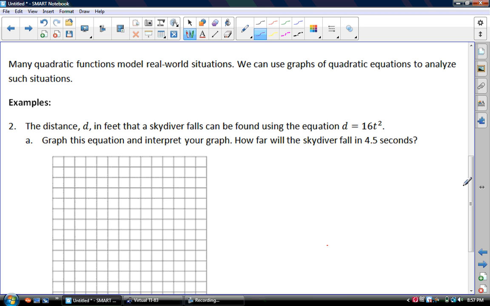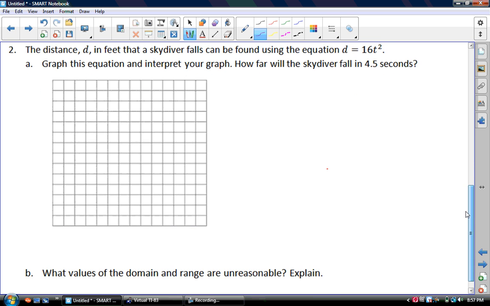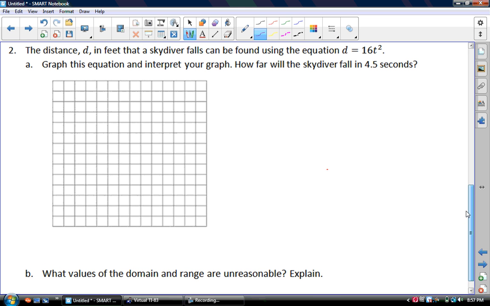So example 2 says the distance d in feet that a skydiver falls can be found using the equation d equals 16t squared. Graph this equation and interpret your graph. How far would the skydiver fall in 4.5 seconds? And then part B asks what values of the domain and range are unreasonable.